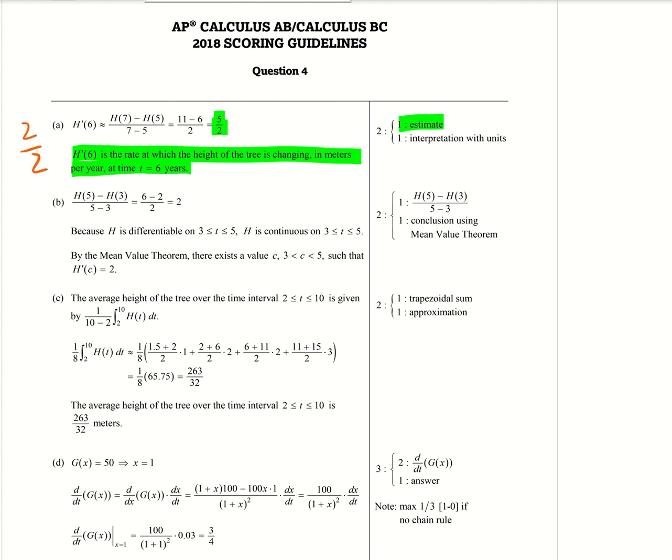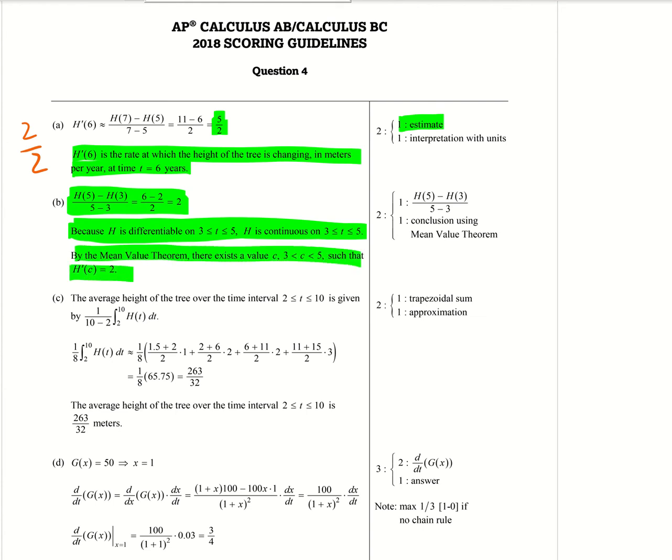For part B, we do have the correct interval and slope to show 2. We have mentioned the conditions. We mentioned the MVT and restated the question. So we would get 2 out of 2. On this next one, we have the actual trapezoidal sum. We did not bother to calculate it, which is totally fine. And we have the average value listed, which you could simplify or not. That's 2 out of 2.